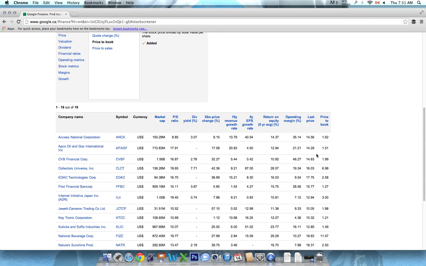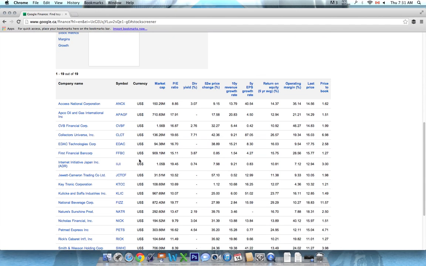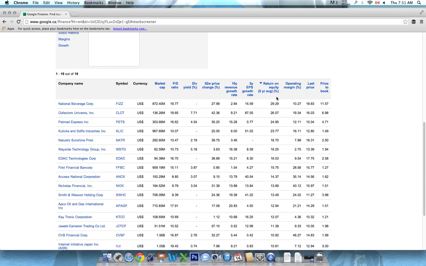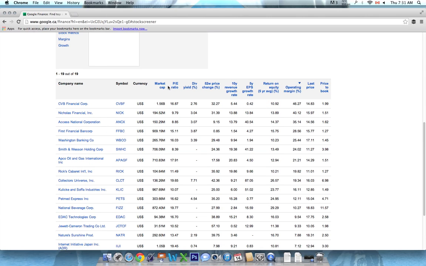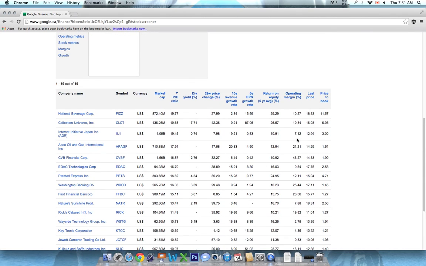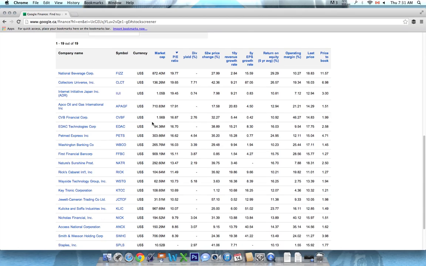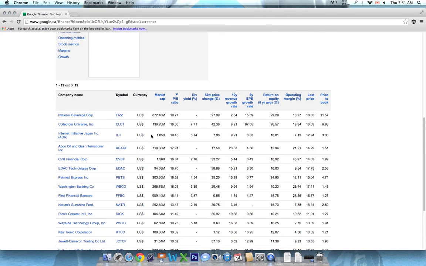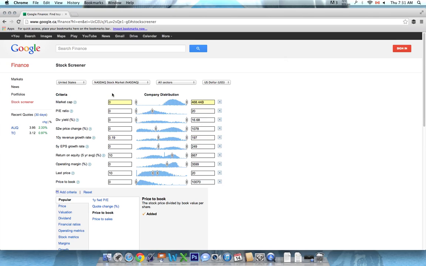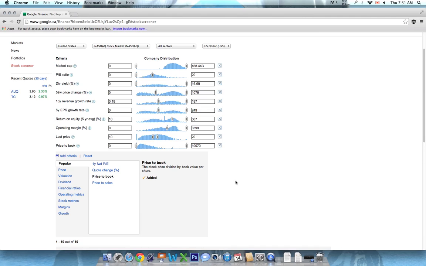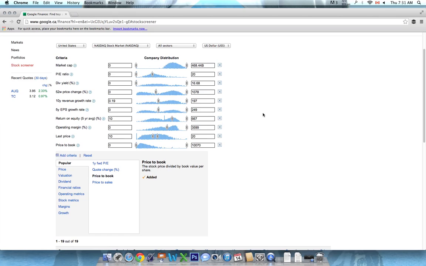So here we have a ton of growth stocks. We can sort by return on equity. We can sort by operating margins, or even by things like PE ratio. But all of these will give us an idea of the growth story for these companies. So I hope this starts to show you how you can use the Google Stock Screener to zero in on some of the best growth stocks using the growth metrics and some of the value metrics to make sure that you're not overpaying.